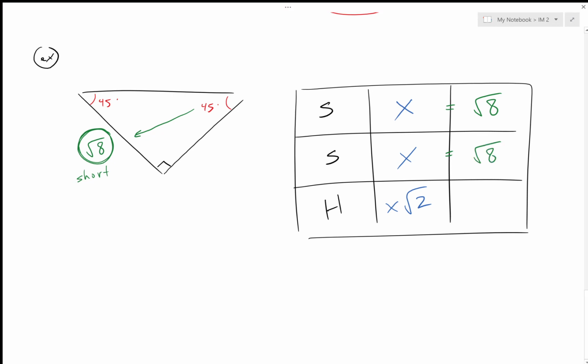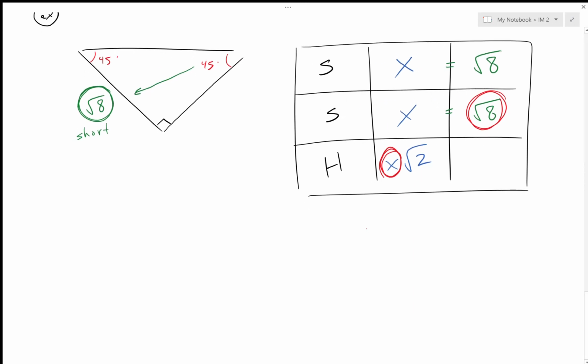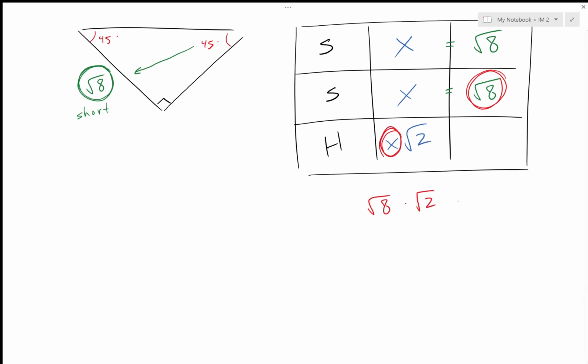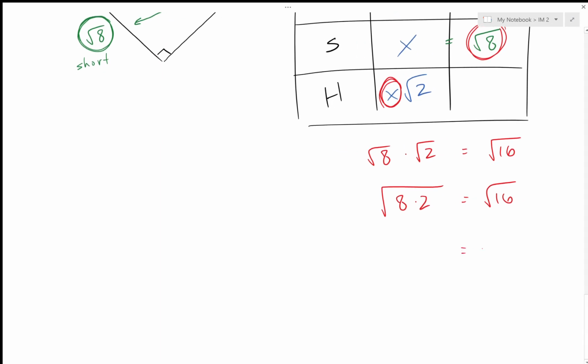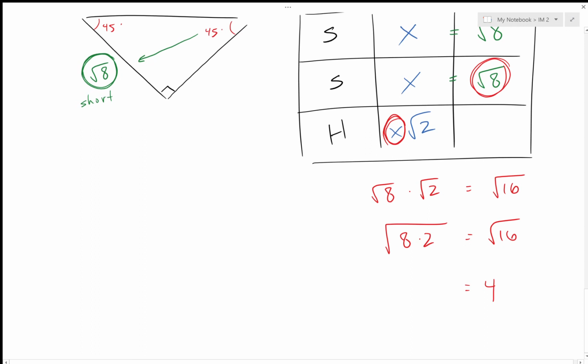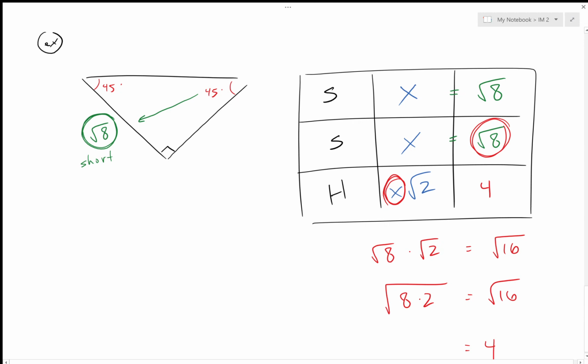Now the last one, it says take x, which is square root 8, and connect it to a square root 2. So what we have is square root 8 times square root 2. That comes out to a square root. 8 times 2 is 16. Or if you want to look at it like this, you have 8 times 2 inside, which comes out to square root 16. And then the square root of 16 is a 4. So we found out that our hypotenuse side, after all that math, is a 4. All right.